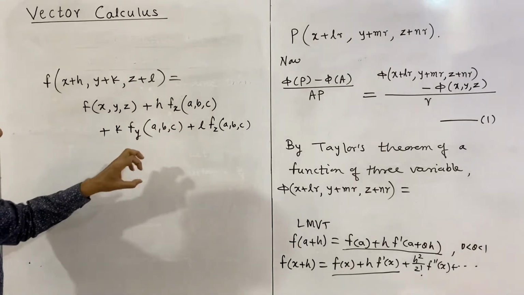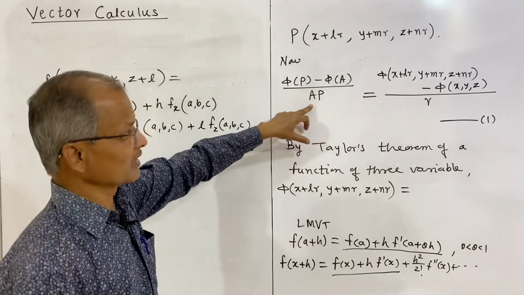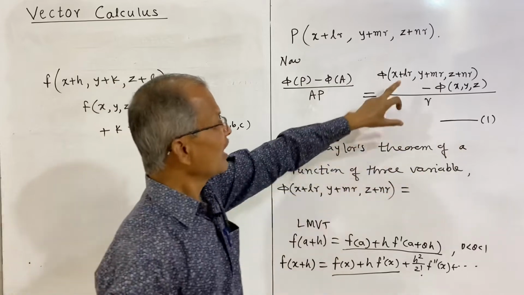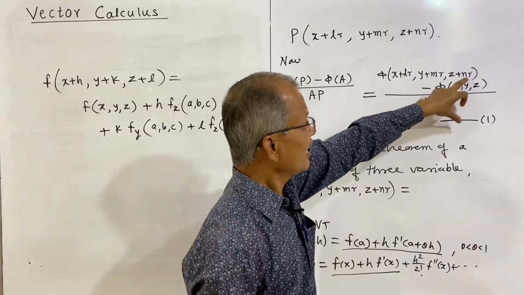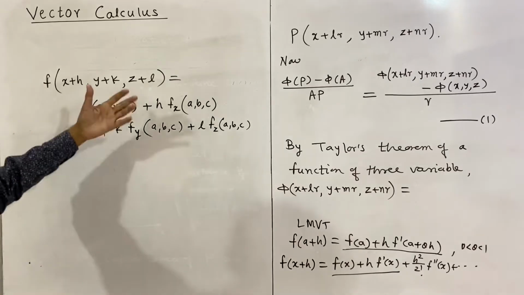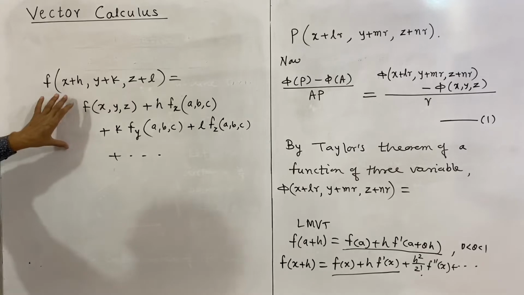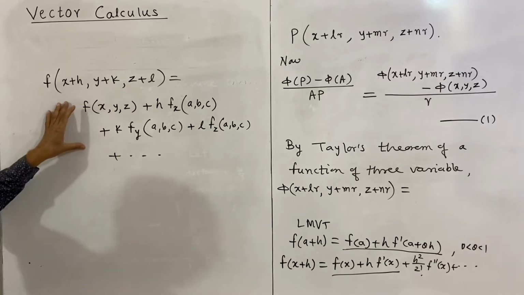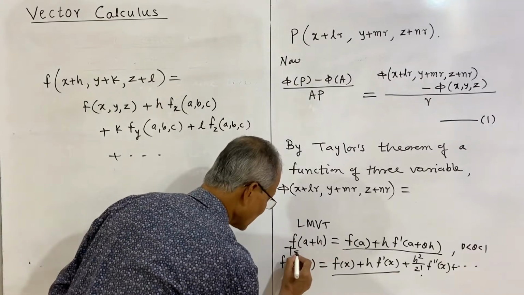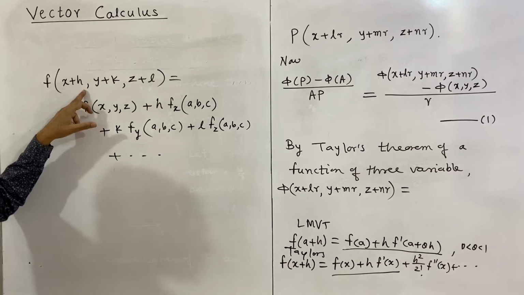And our assumption is AP is small, that P will approach towards A, and therefore this R is very small, R will tend to 0, and therefore the LR, MR and NR terms will be very small, and therefore we neglect the higher power terms. So this is actually Taylor's theorem for 3 variables. Here it is the Lagrange mean value theorem, this is Taylor's theorem, and this is Taylor's theorem for 3 variables.